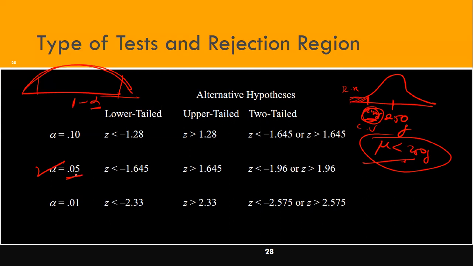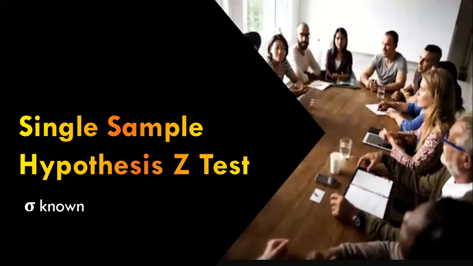We'll see this one. This is a commonly used significance level. So this is an additional thing you need to put in your brain. I will discuss it a little later, don't worry. As part of this test, we are going to conduct a single sample hypothesis Z test.